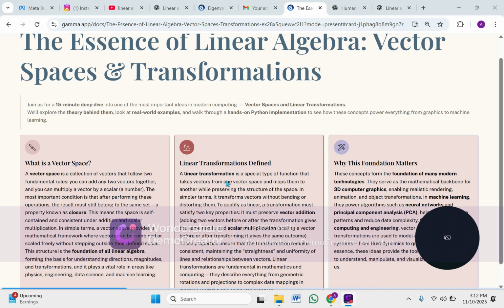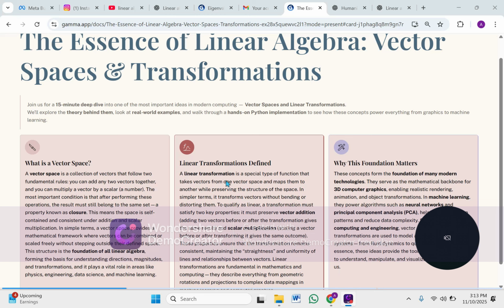Also, in simple terms, a vector space provides a mathematical framework where vectors can be combined or scaled freely without stepping outside their defined space. This structure is the foundation of all linear algebra, forming the basis for understanding direction, magnitude, and transformation. Also, it plays a vital role in areas like physics, engineering, data science, and machine learning.